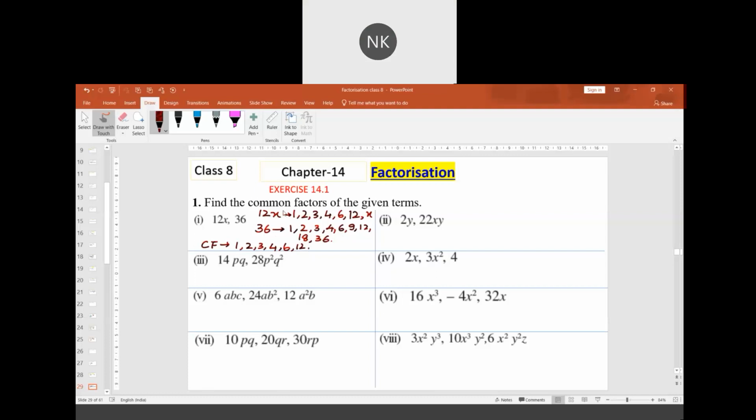If the question is to find the highest common factor, 12 is the answer.